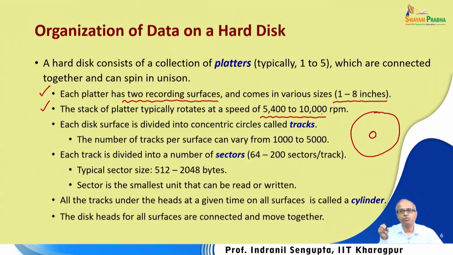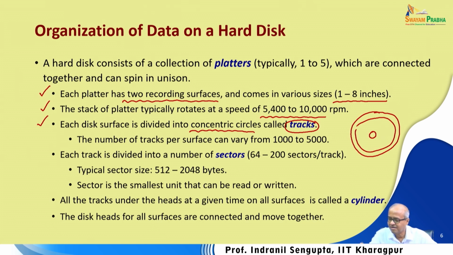And how do you do recording on the surface? Each recording surface, each surface of the platter, is divided into concentric circles which are called tracks. So, tracks will look like this, this is one track, this is another track, like this. There can be a large number of tracks on the surface. The number of tracks on the surface depends on the disk again. It can vary from, let us say, of the order of 1000 to 5000. These are very typical figures.